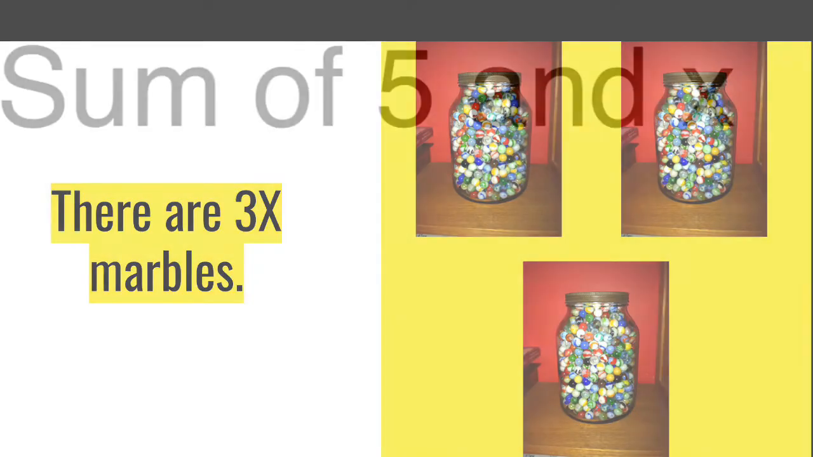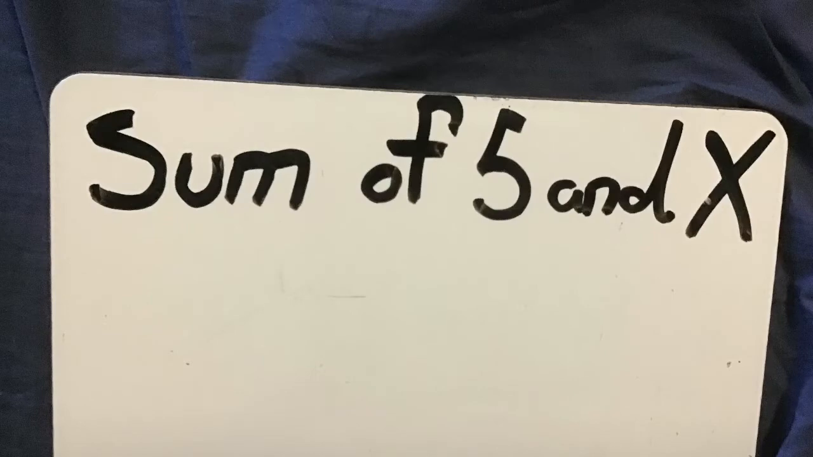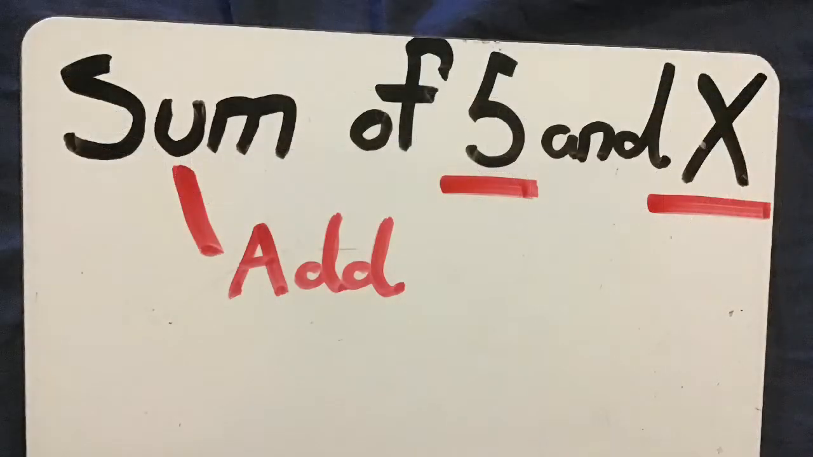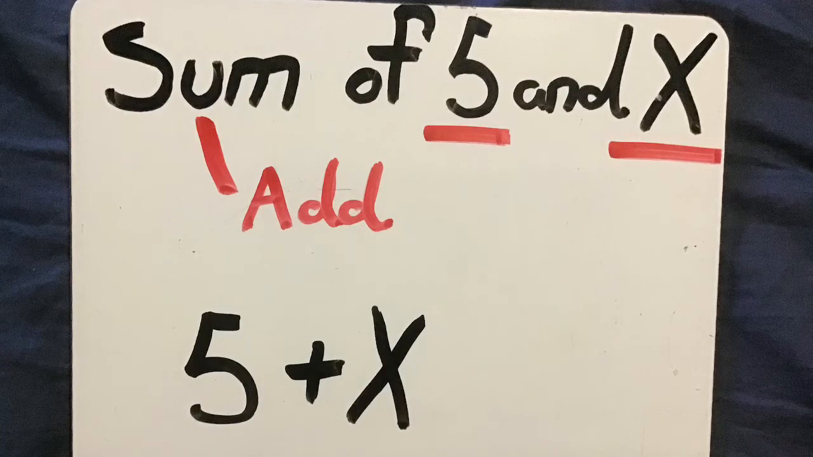One important step of equations is being able to take a description and turn it into an equation. Our description here is we're making the sum of 5 and x. Sum means that I am adding, so I'm adding 5 plus x, which I can write like this.